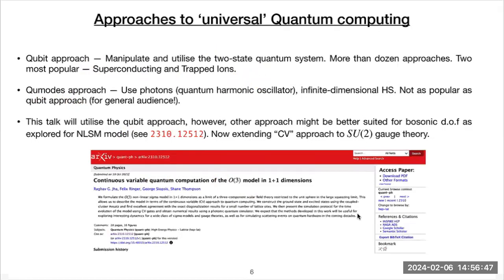And this is one of the papers which we wrote. For example, we studied the nonlinear sigma model, which is a very famous asymptotically free model in 1+1 dimensions, which has a lot of properties similar to real 4-dimensional QCD, which we all want to solve. But this is like a toy model, and we studied the continuous variable approach to this. By continuous variable and Q-modes, I basically mean the same thing. It's called continuous variable because everything is written in terms of x and p quadratures, so it's not like a two-state system.